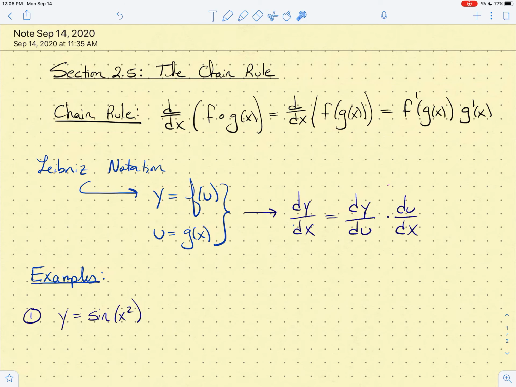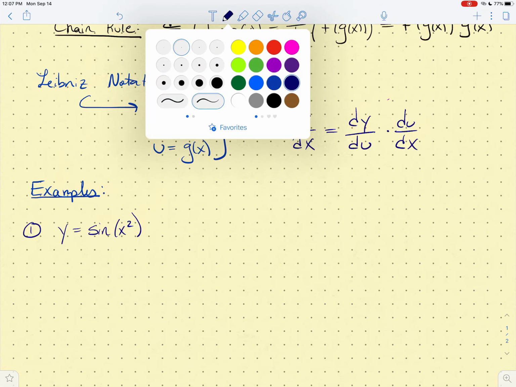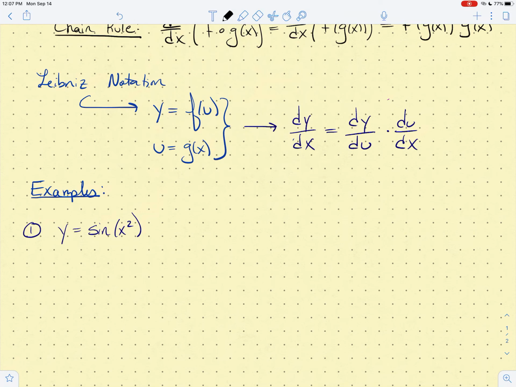So let's do an example together. So I want to compute the derivative of all of the following functions. And so the first one is sine of x squared. So I'm thinking about this and I'm looking for composition. And it's pretty easy to see. You can think of sine of x squared as the same thing as sine of x composed with x squared. Do you see it? When you plug x squared into sine of x, you get sine of x squared.